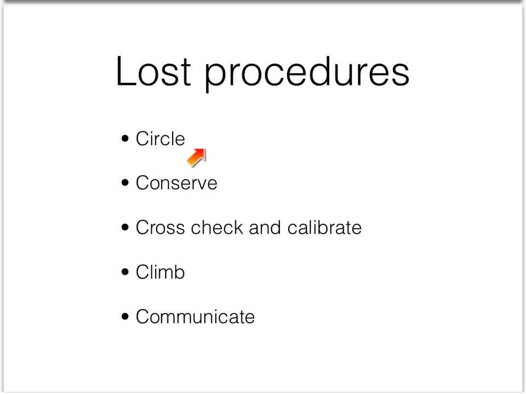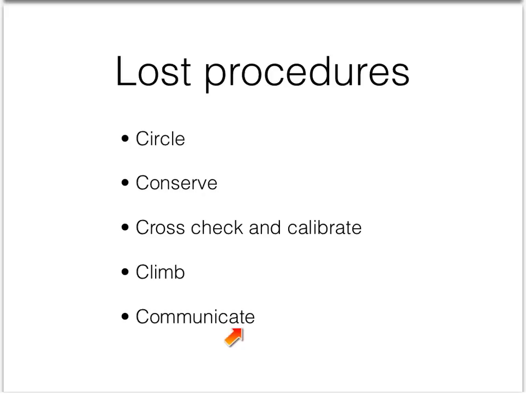First, you're going to want to circle around a prominent point. Second, conserve your fuel. Pull your power down to 2,000 RPM. Third, cross-check and calibrate your instruments. You're going to cross-check your position and recalibrate your instruments. Fourth, climb if you need to get a better view or to get better reception. And last but not least, if you still can't figure out where you are, communicate with someone.